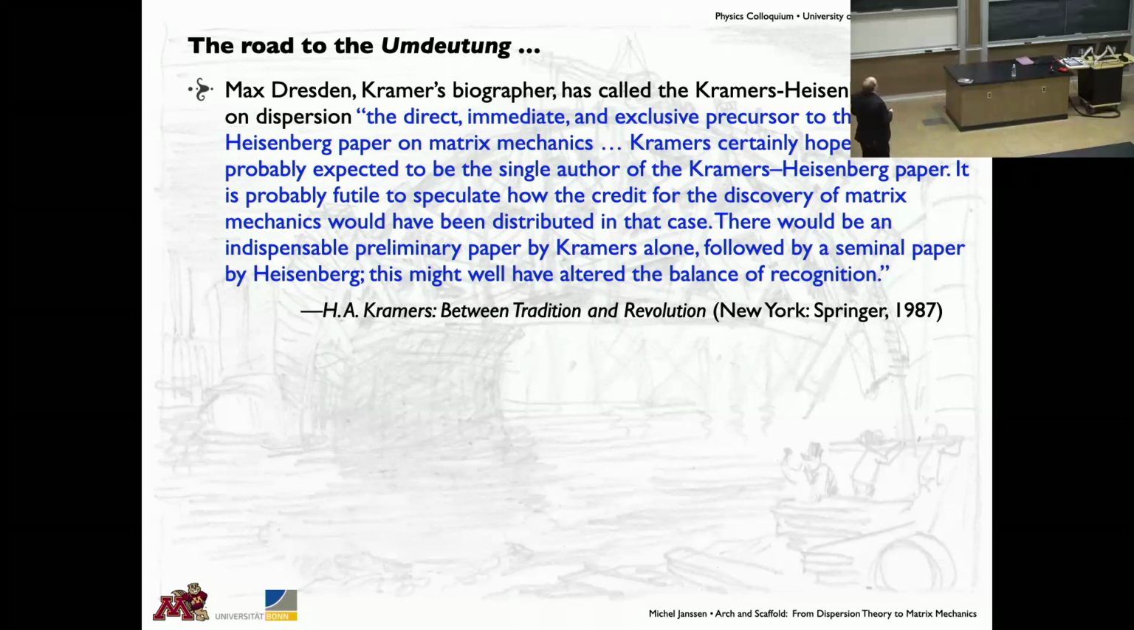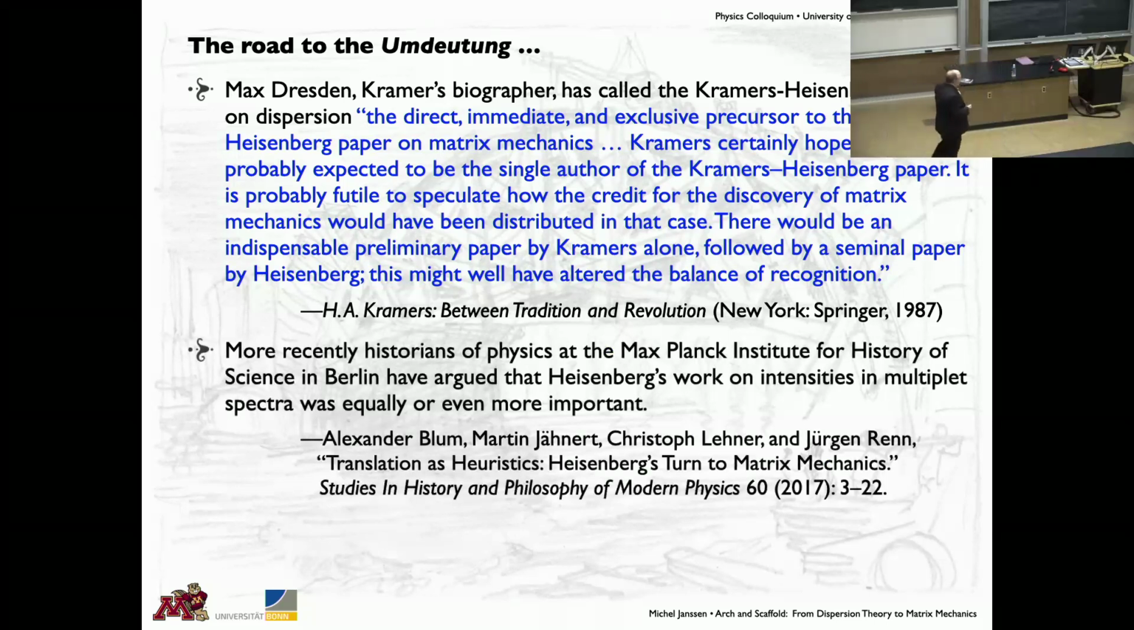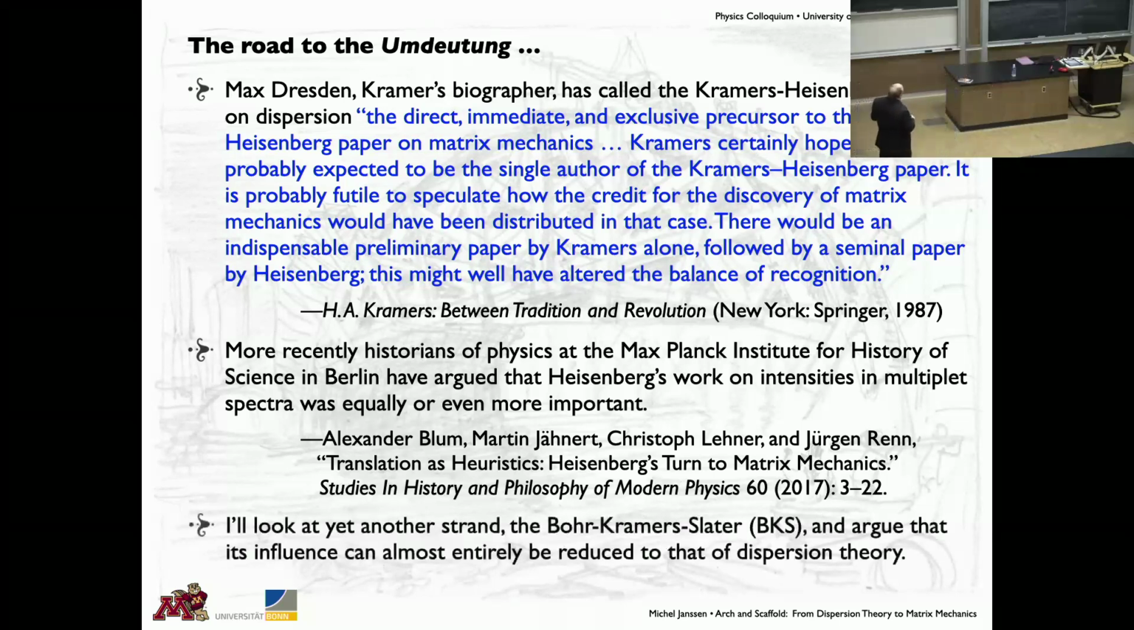All right, now more recently, my colleagues at the Max Planck Institute for the History of Science in Berlin have argued, and I think plausibly so, that another line that went into this, which I don't cover here but is covered in the book, namely Heisenberg worrying about intensities of fine structure lines, multiplet lines, was as important or even more important in formulating it. So this is what historians are still bickering about. Now, I don't want to look at this. I want to look at this other strand, as I mentioned, the Bohr-Kramers-Slater theory, and argue that once again, this is part of this dispersion theory influence.